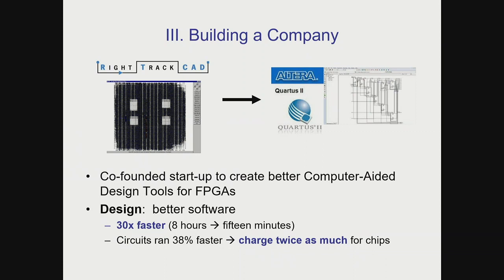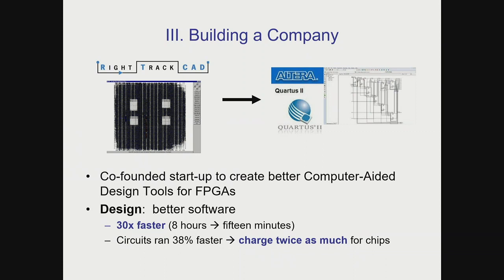So if you've been using Altera's tools, Intel's tools in your ECE241 course, you've been using software that inherited from this. When we created this company, the first part of it was design. We were going to make better software for computer chip companies, and we were successful at that. Our software ran 30 times faster. So we took things that took 8 hours and we did them in 15 minutes. And the circuits that went into the chip ran on average 38% faster.